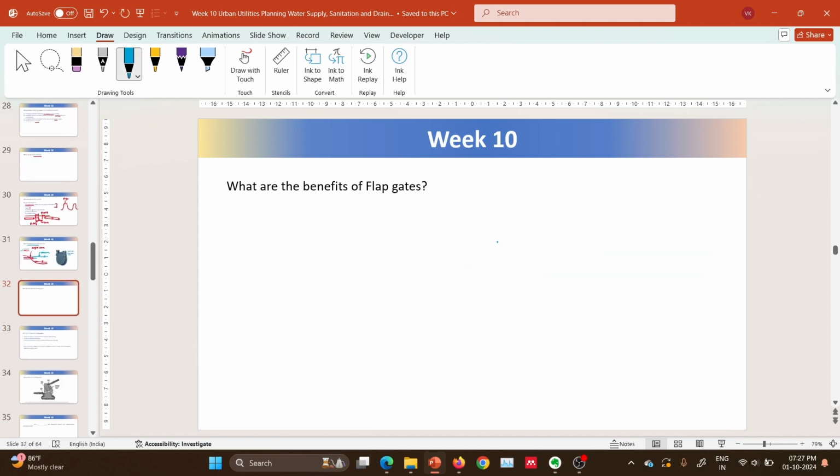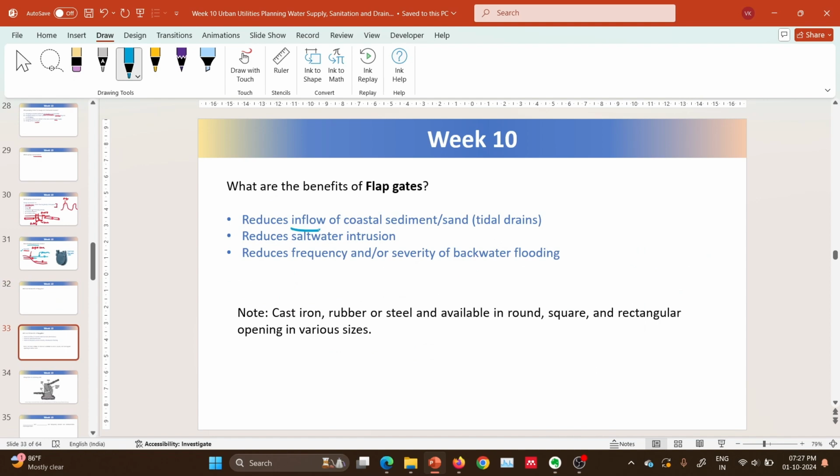What are the benefits of flap gates? It reduces the inflow of coastal sediment or sand, and tidal rains. Second, it reduces saltwater intrusion, and reduces the frequency and severity of backflow flooding. The materials are cast iron, rubber or steel, available in round, square and rectangular openings in various sizes. So it can be made of any size or any material: cast iron, rubber and steel.